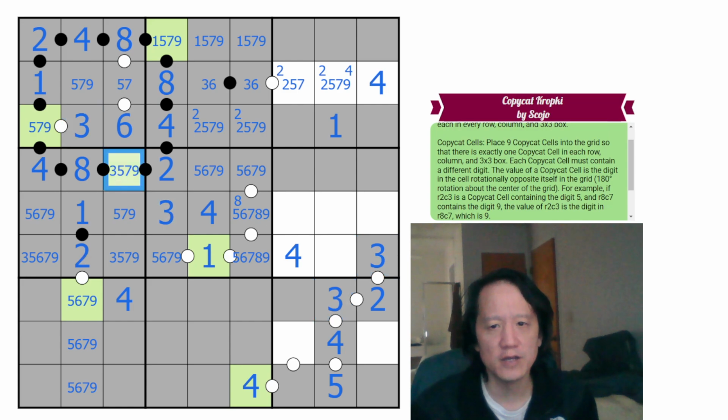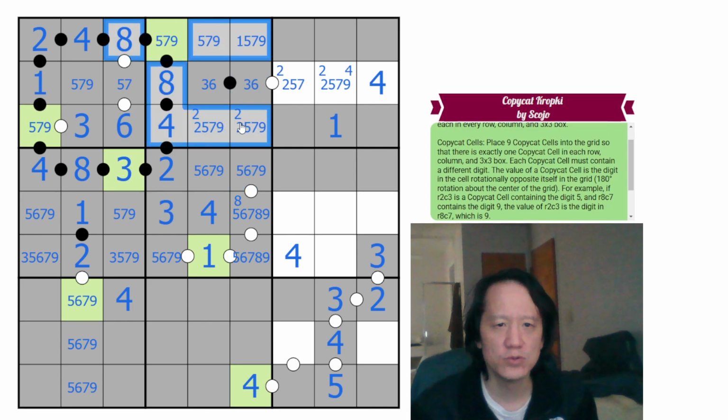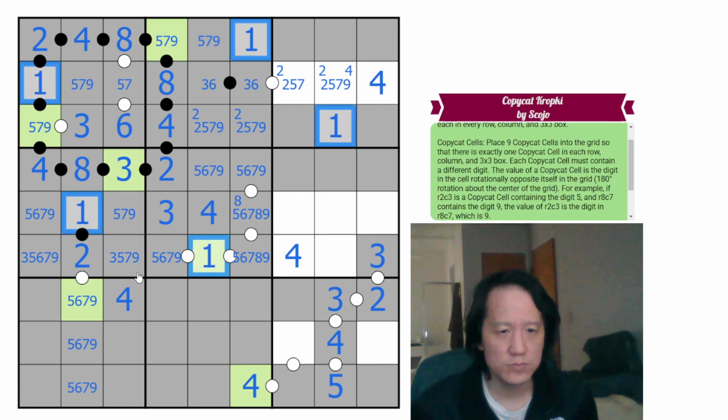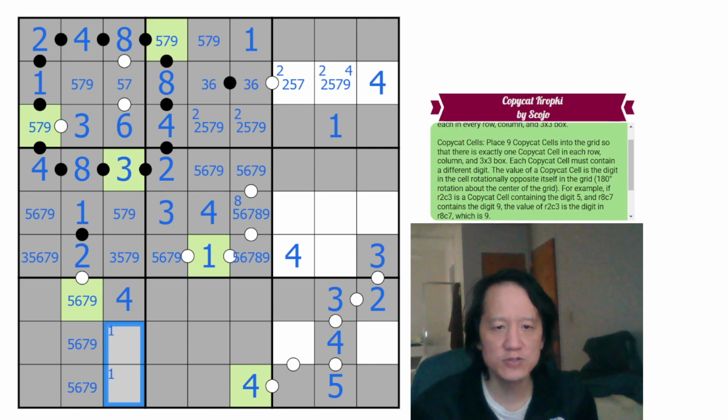Where's the 3 in row 4? It has to be here. So therefore, we have a 3 and we have a 1 now and a 4 in the copycat boxes. So this cannot contain a 1. This cannot be a 1. Where's the 1 in box 2? It has to be here. So therefore, this is 1. 1 has to be one of these two. 1 is obviously one of these 3. And 1 is one of these 2.